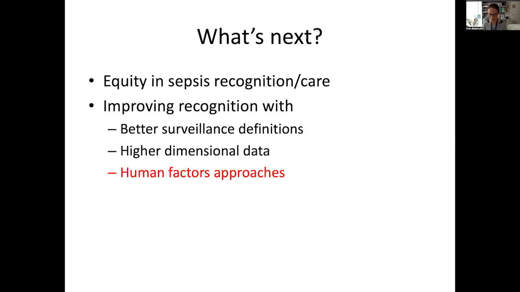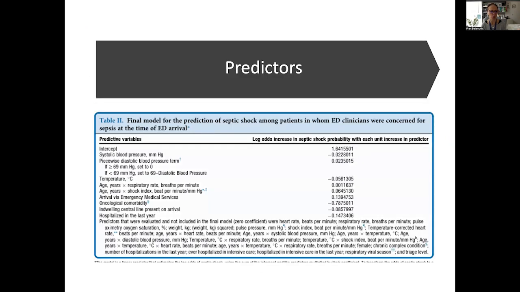And the predictors identified in this tool include things like vital signs, more complex calculations around respiratory rate and shock index, and then some elements about whether or not there was an oncologic comorbidity, an indwelling central line, and a hospitalization in the last year. So I think keep your eye out for these.